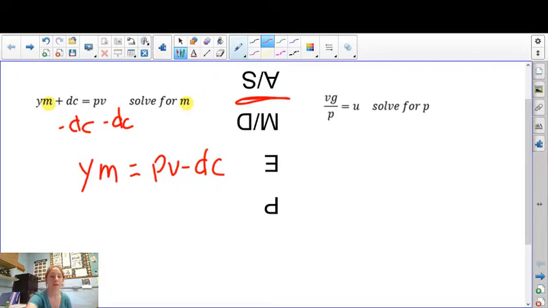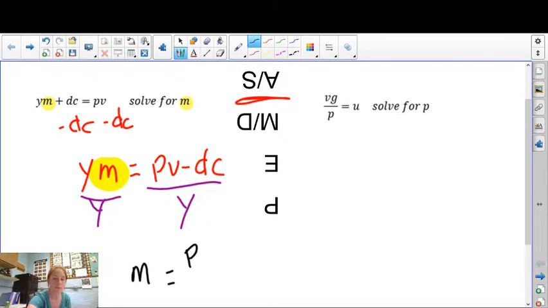And then we're going to go back and I'm going to highlight to say, okay, here's what I'm looking for. This is the guy that I'm after. How do I get him on that side by himself? Well, right now he's being multiplied with my y. So to undo multiplication, I'm going to divide. And what I do to one side, I of course do to everything else. So m all by himself is equal to PV minus DC divided by y.